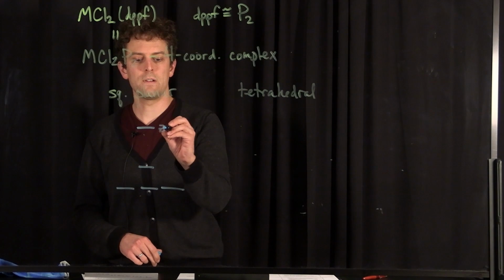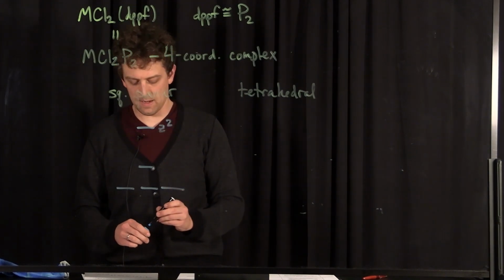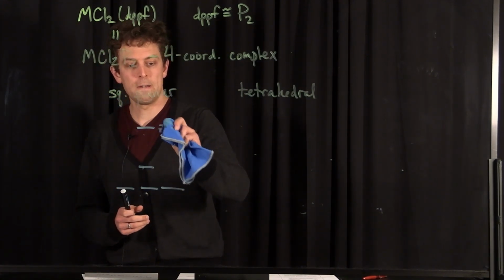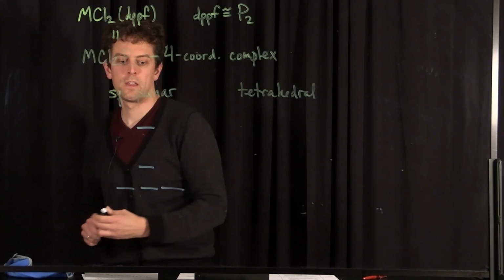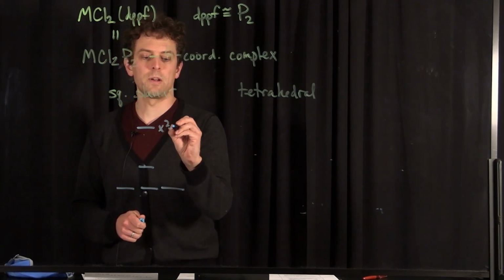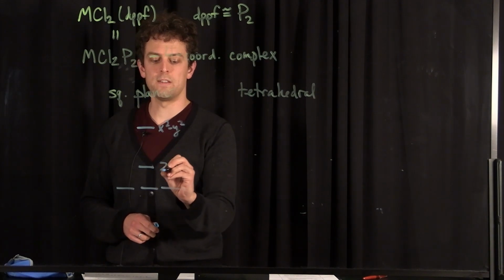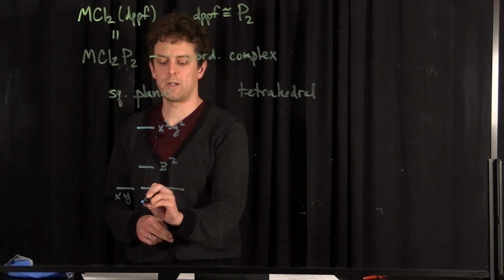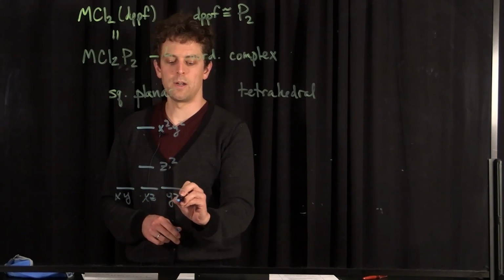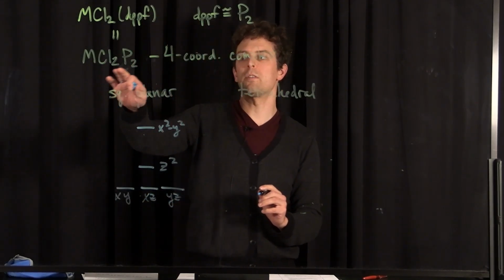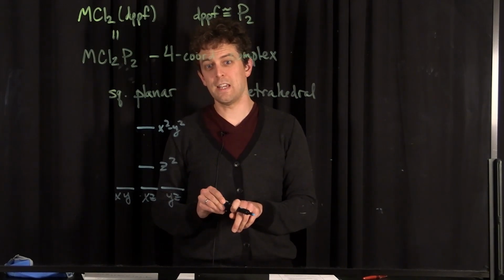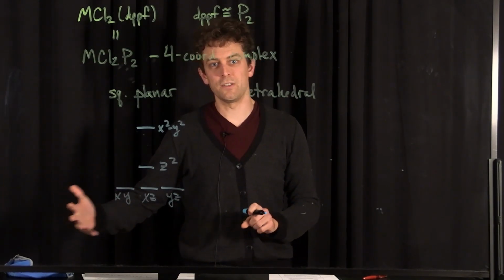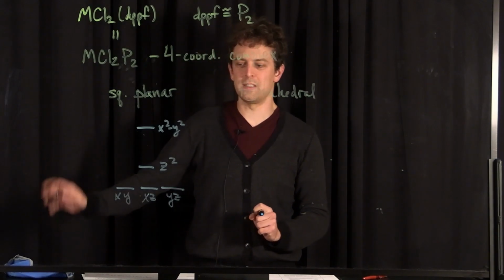This top one, I goofed up. Top one is x squared minus y squared. The dx squared minus y squared orbital. This is the z squared orbital. And down here, in a degenerate set, we have the xy, xz, and yz. This is assuming that the chlorines and the phosphines act the same and have the same amount of ligand field. We'll make that assumption. It's easy enough.